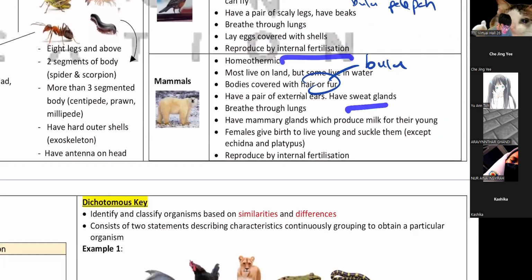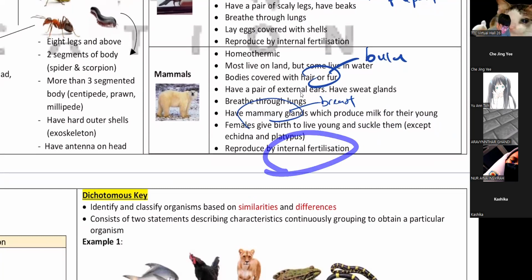Same as us, mammals have sweat glands. We breathe through lungs. What is a mammary gland? Mammary gland is breast. So yes, boobies. Mammary gland is just a very scientific way of saying breast. Basically, this is the thing that produces milk for their young. Females will give birth to young and then they will suckle them. Suckle means menyusukan mereka. That means they will feed them milk to help them grow up. Internal fertilization, persenyawaan dalam.